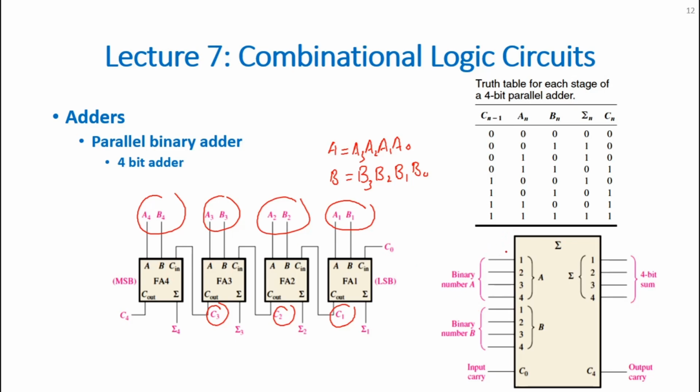Here we can see the logical symbol of the 4-bit adder, where you have the first binary number as input, the second binary number and the input carry. This input carry will be discussed when we are designing the 8-bit adder. Okay, so finally we will get the 4-bit sum and the output carry.